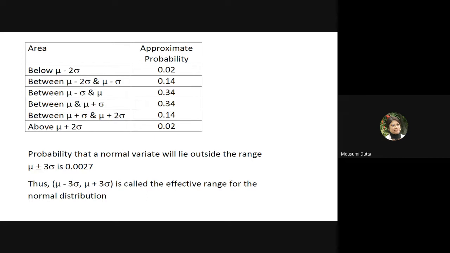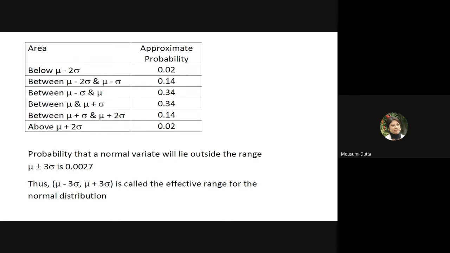Since we are talking about the area, before going to solving the numerical exercises, this is the chart for a normal table. It is found that below mu minus 2 sigma there will be only the area 0.02. Above mu plus 2 sigma, the value is 0.02. So only 2% of observations will lie above the range mu plus minus 2 sigma.